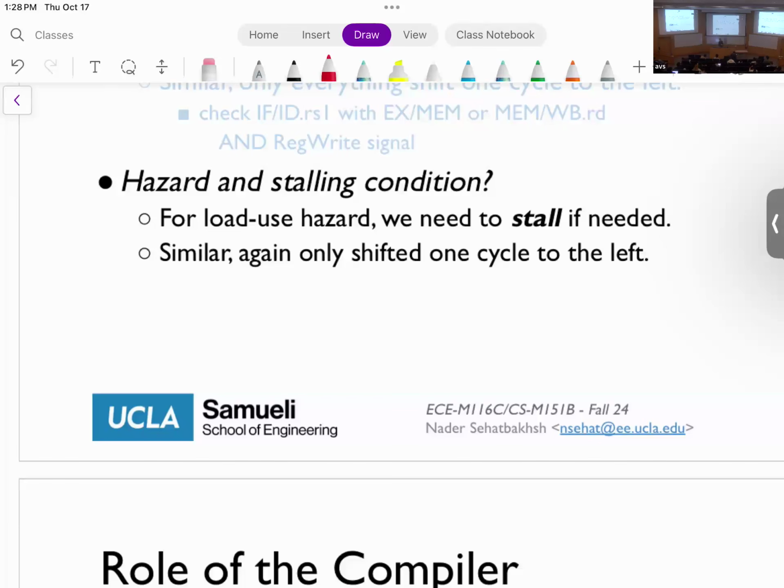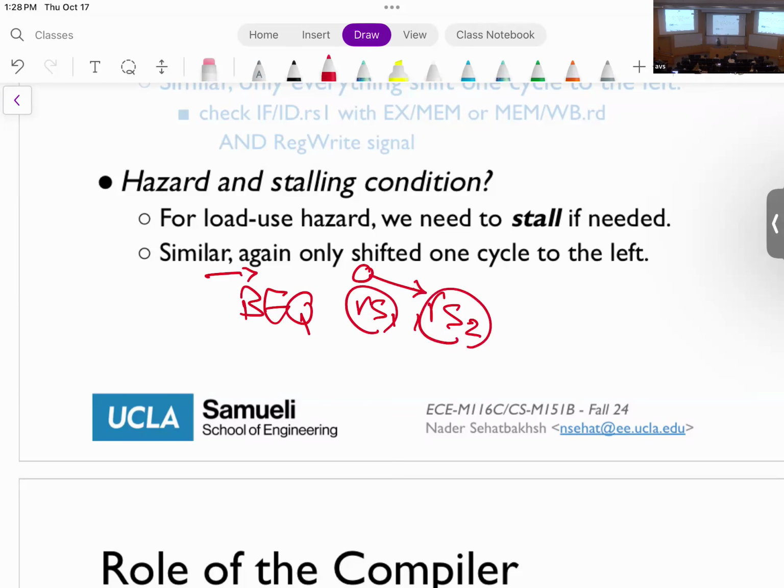similar to the load use hazard, if you have what we call a branch hazard, where you have a branch instruction, whether it's a branch equal or something like that, and we want to check RS1 and RS2, and we have an instruction before this that has the RD that's either this one or this one, I need to stall for one cycle and then let the instruction continue.